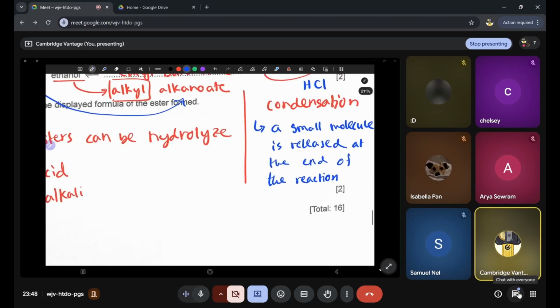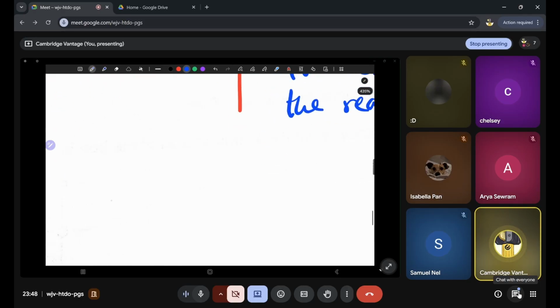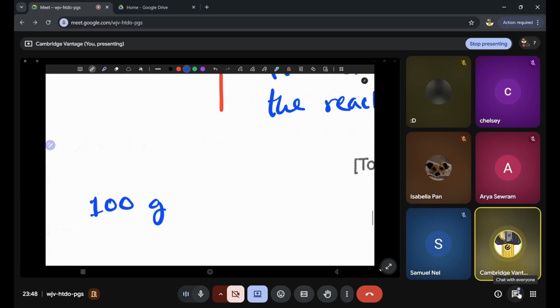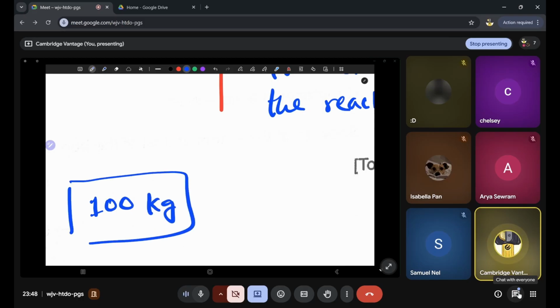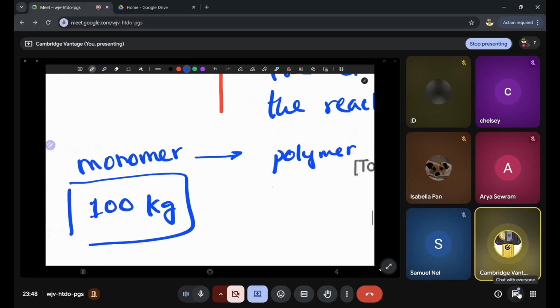Now, just to clarify one more thing, since we did raise condensation polymerization, I have one question. Let's say we have 100 grams of a polymer, or no, let's make it even bigger. We have 100 kilograms of a monomer, and we are told that this monomer undergoes condensation polymerization to form a polymer. So the mass of the polymer produced, is it going to be greater than 100?